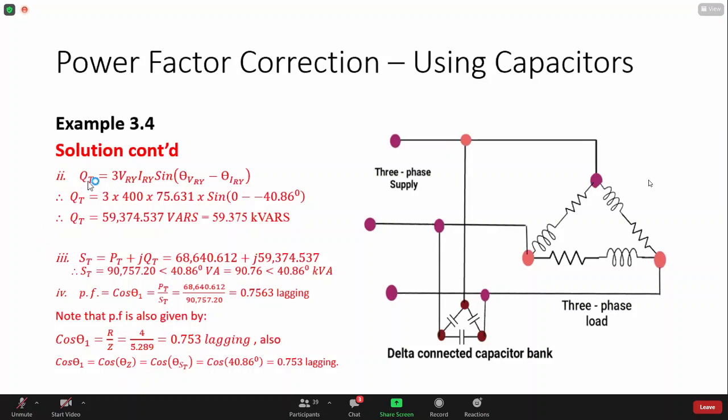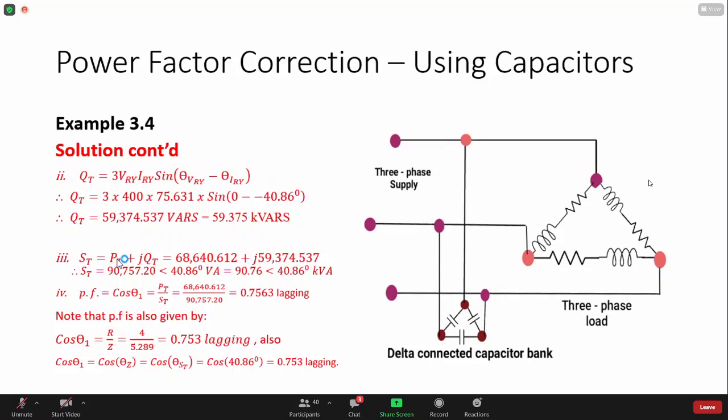Then the next question was to find the total reactive power of the existing system. So we have not looked at what the capacitor is doing yet. So reactive power is given by 3 VP IP sine theta, so 3 VRY IRY sine of theta VRY minus theta IRY. And that gives me 59.375 kilovars.